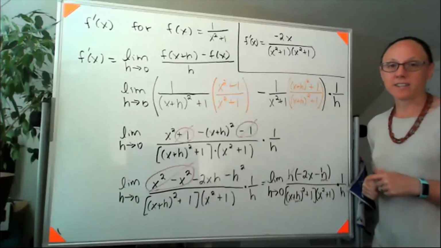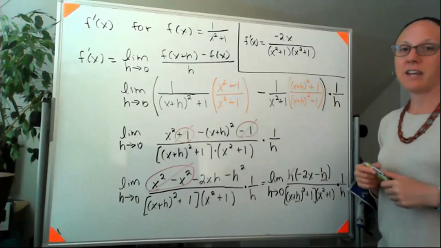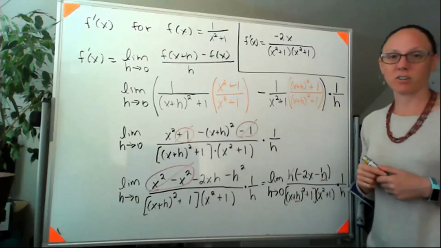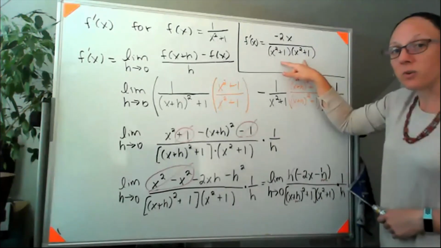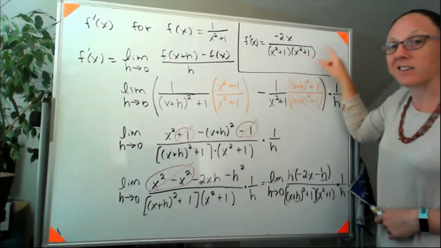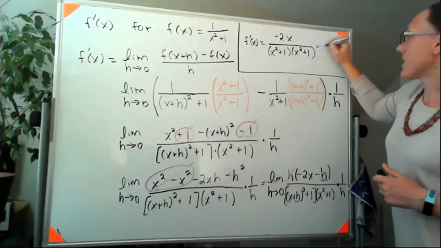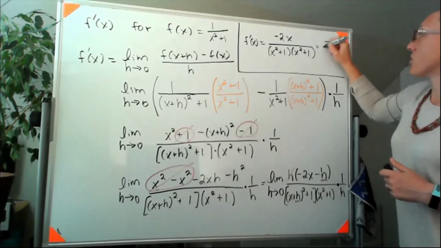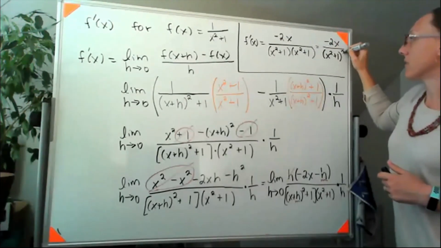There are some different ways that we can write this. And for sure, this is not what the answer would look like in the back of the book, because in the back of the book, they're going to say, oh, I got 2 of the same thing in the bottom. I can write that as the thing squared. So this is the same as negative 2x over (x squared plus 1) squared.